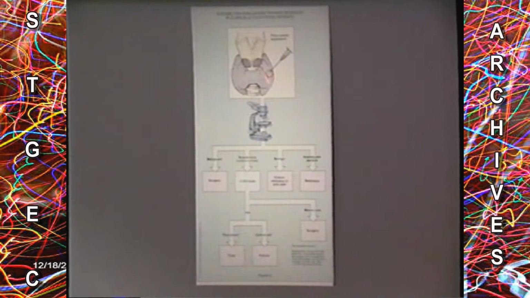So if you have a thyroid nodule, you get a biopsy, and the results will show either it's cancer. The treatment for that would be surgery and radioactive iodine to kill whatever cells are left. It can be suspicious, it can be benign.